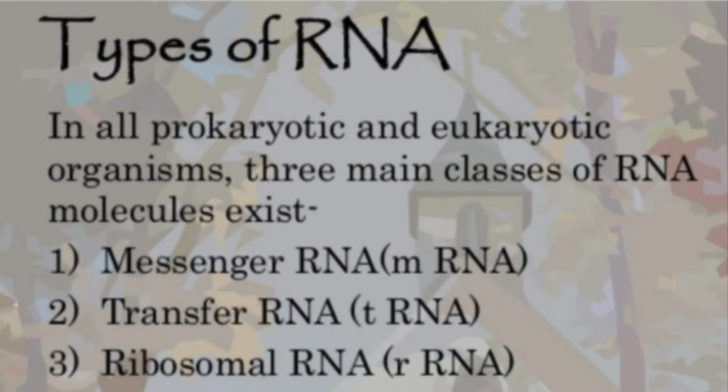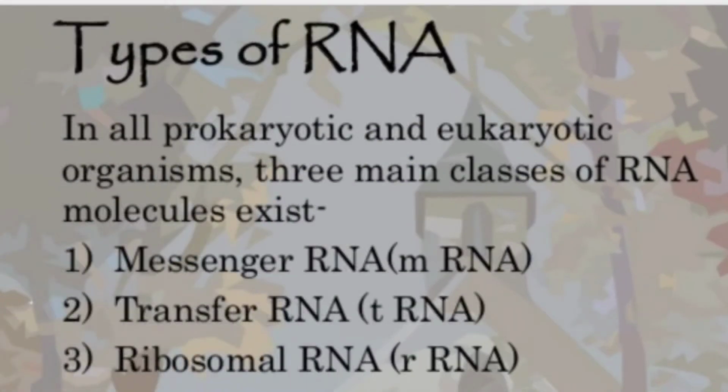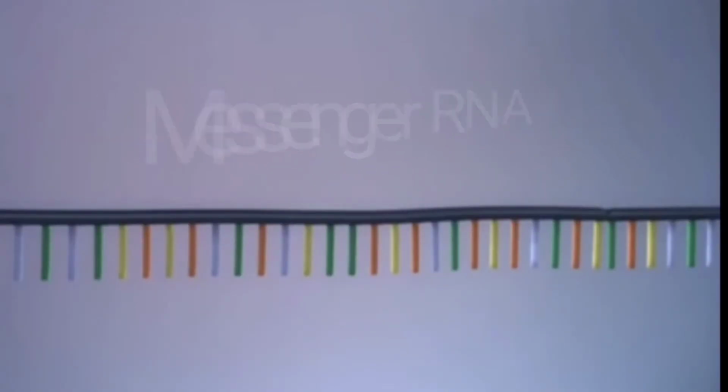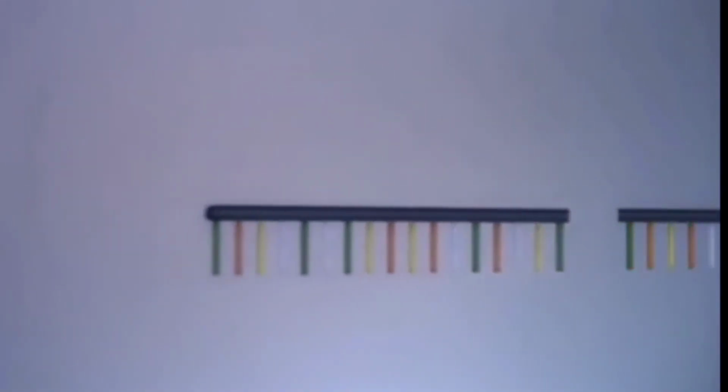Types of RNA in all prokaryotic and eukaryotic organisms. 3 main classes of RNA molecules exist: messenger RNA, transfer RNA, and ribosomal RNA. Messenger RNA carries the genetic information for a protein from the DNA in the nucleus to the ribosomes. The message forms triplets of bases specifying amino acids or punctuations called codons. Messenger RNA is single-stranded and made of 1,000 nucleotides. It is involved in carrying genetic code from DNA in nucleus to ribosomes in cytoplasm where protein is made.